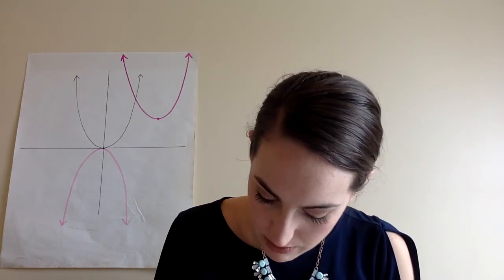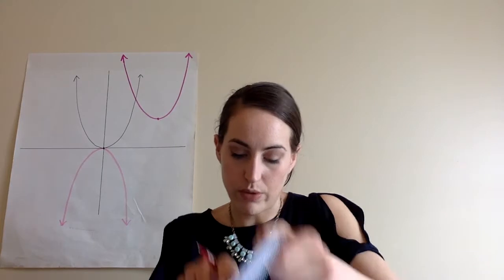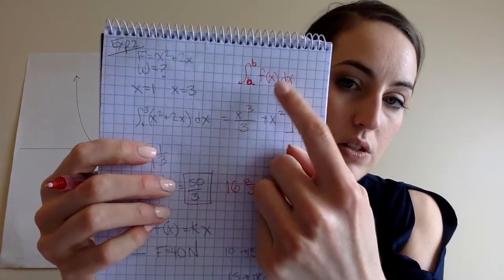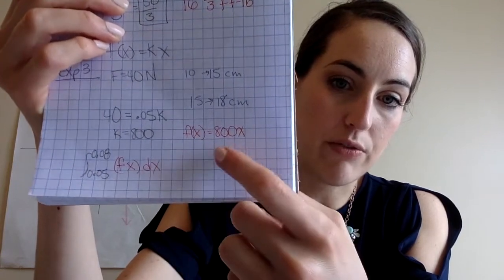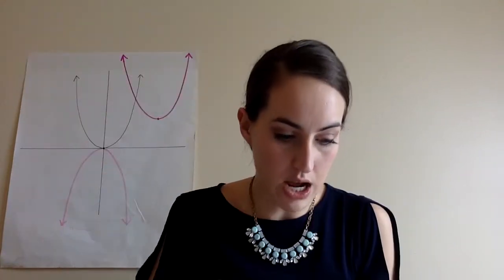I'm going to rewrite it here first. So this is our formula that's given. I've rewritten it down here. And now I'm going to replace f of x with what f of x is, 800x.